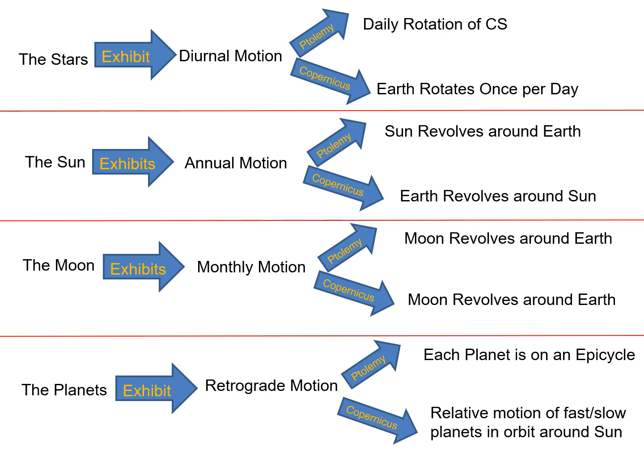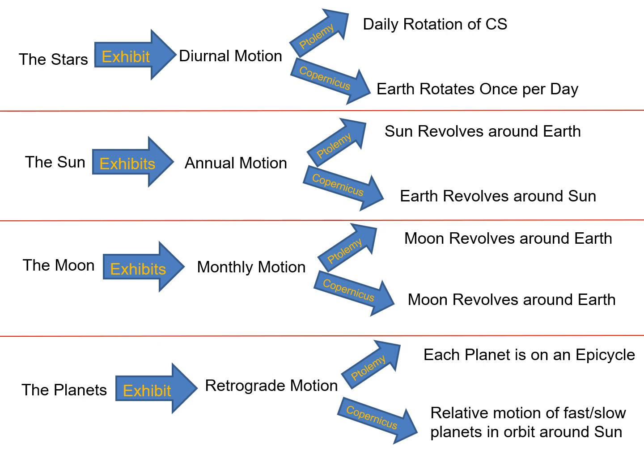So we have separate observations. We have an observation that the stars exhibit, and everything in the sky exhibits, diurnal motion, rising in the east and setting in the west. Ptolemy's explanation for this observation is that the entire celestial sphere and everything in it rotates around the Earth once per day. Copernicus's explanation for this observation is a little bit different. Copernicus's explanation is that the Earth itself is what rotates once per day.